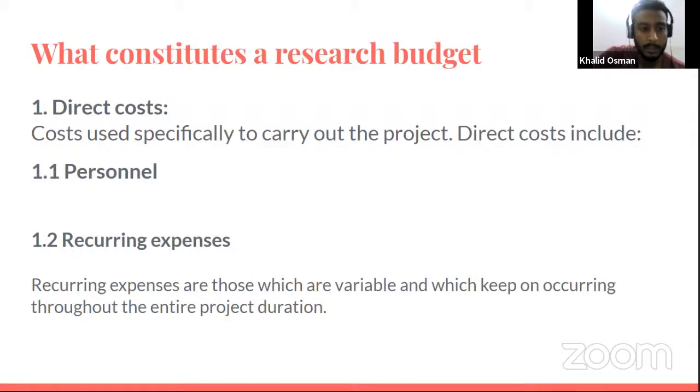Recurring expenses. Recurring expenses are variable and keep on occurring throughout the entire project duration. Some examples of these are consumables, chemicals, glassware, lab test charges, any diagnostic kits you may need, stationery, telephone. So it's everything that you are going to keep on doing throughout the project. These are recurring expenses.